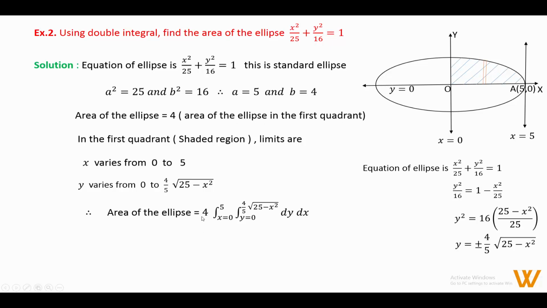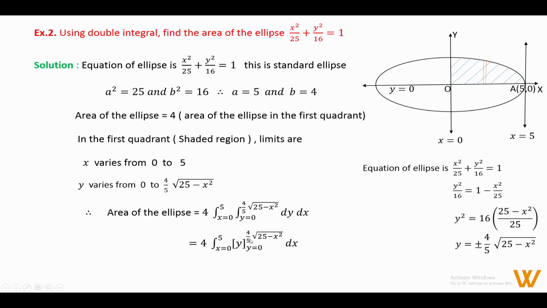So 4 times the integration, limit x varies from 0 to 5. Next integration, limit y varies from 0 to 4/5 square root of 25 minus x squared, dy dx. Now first integrate with respect to y. Integration of dy is y only, so it is equal to 4, integration limit x varies from 0 to 5, of y varying from 0 to 4/5 square root of 25 minus x squared, dx.